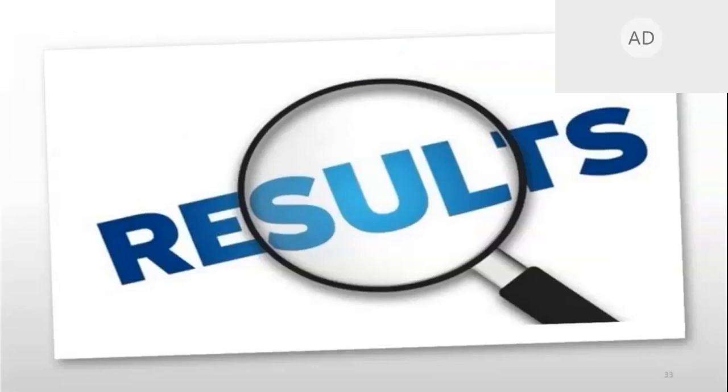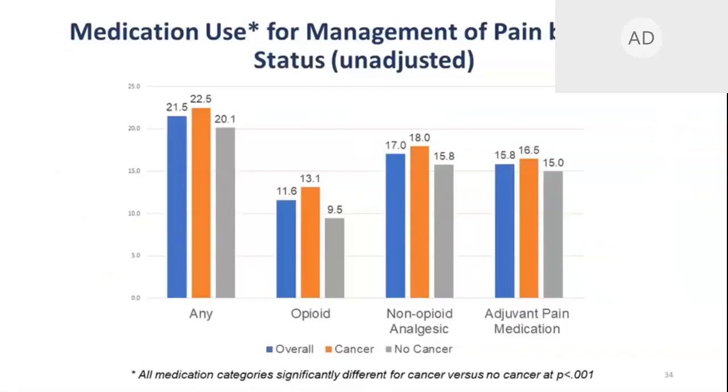So some results from our study. This slide just shows an overall description of our medication use for management of pain by cancer history. And so you can see that we report for any medication use, opioids, non-opioid analgesic, and adjuvant pain medication, overall, for cancer and for non-cancer. So overall, 21.5% received any pain management medications, with slightly higher, 22.5% of cancer population receiving any medication, and 20.1% for the non-cancer comparison group.